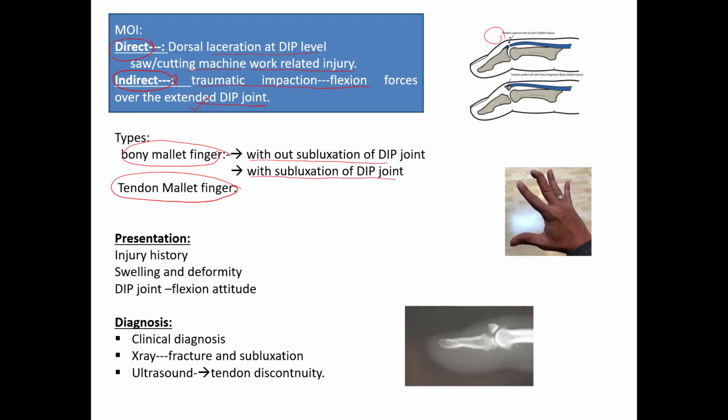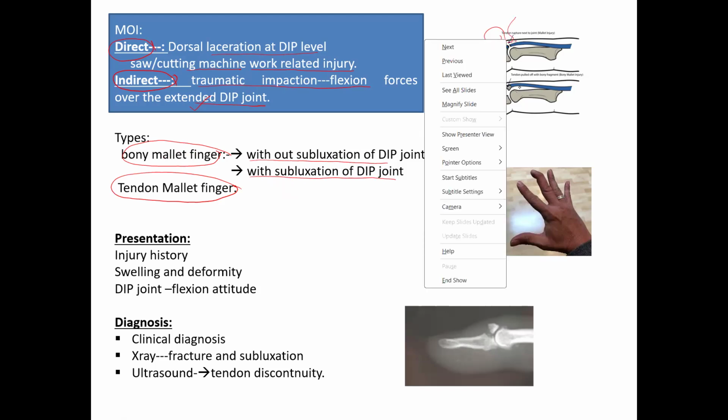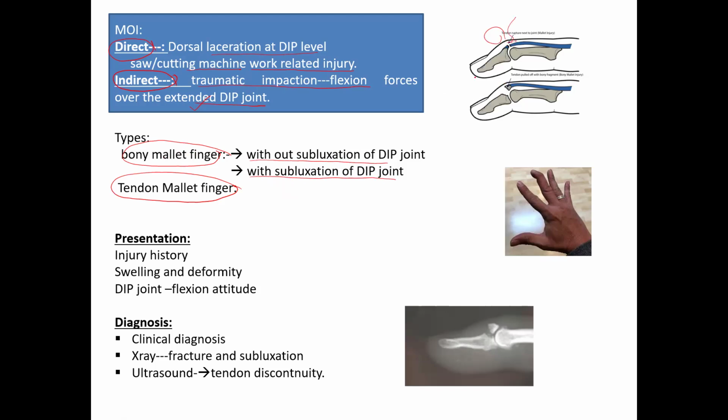If you see here, this is the non-bony type, that is the tendon mallet finger, and here you can see the bony fragment attached here, so it's the bony type of mallet finger. So this is the classical presentation. The tip of the finger, that is the distal interphalangeal joint, will attain an attitude of flexion and there is lack of extension. So what will be the presentation?